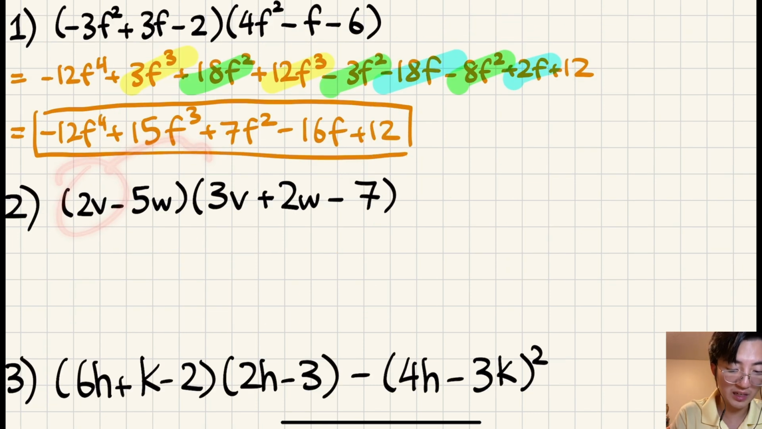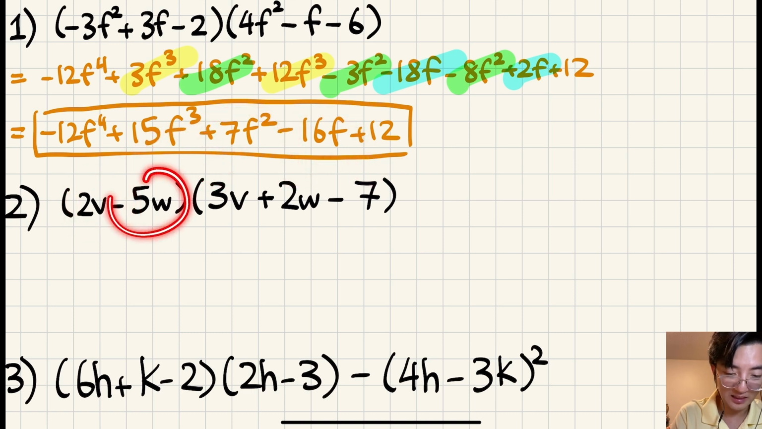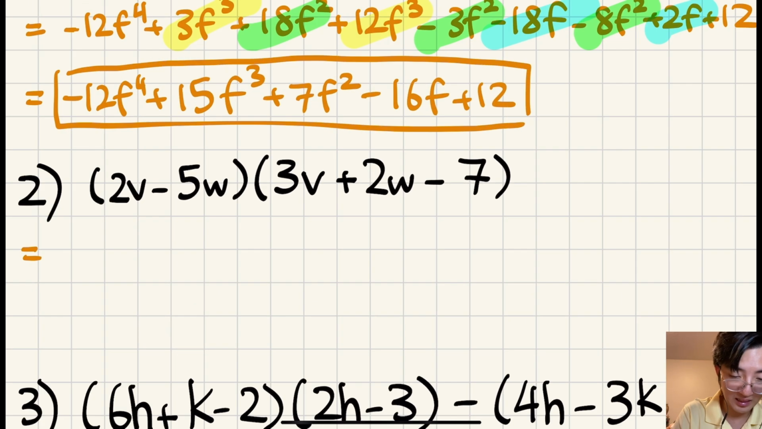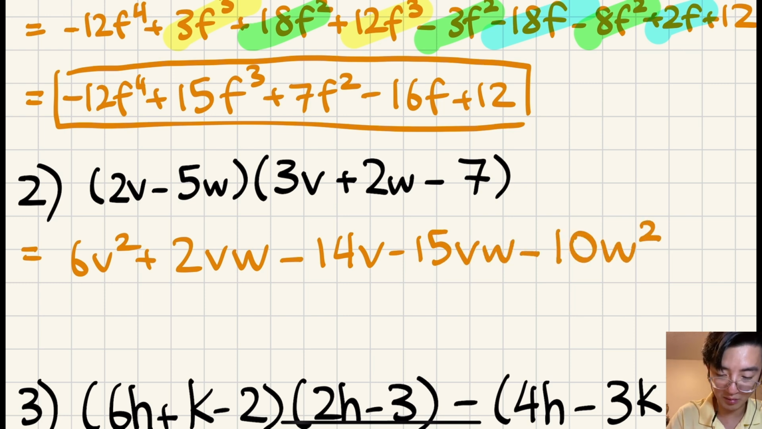Second question. Once again, we have the first term multiplied by that, by that, by that. And then second term, this, this, this. Right, so all the same thing. We have 6v squared plus 2vw minus 4v. Okay, next set. Minus 15vw minus 10w squared plus 35w.